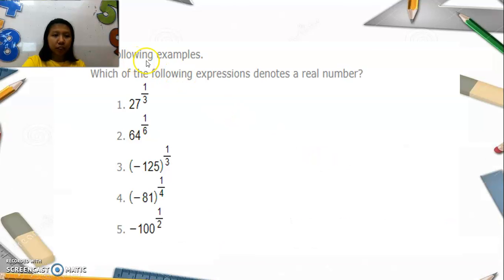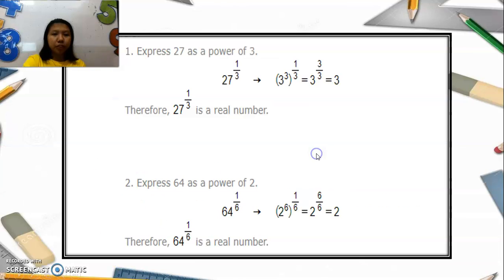Okay, let's study the following, and then let's say if it's a real number or not a real number, or an undefined number. So for example, I have here: express 27 as a power of 3. We need to find a number that when we raise it using the index. For example, the index here is 3 because it is the denominator. So that's why we need to have 3 as the exponent.